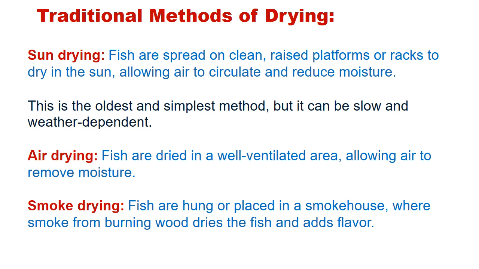Then the next is air drying. Here the fish are dried in a well ventilated area, allowing air to remove the moisture. And the third option is smoke drying. Here the fish are hung or placed in a smokehouse where smoke from burning wood dries the fish and adds flavor. Smoking is an old practice where wood is burnt and smoke comes, where there will be both drying and addition of flavor due to the smoke.